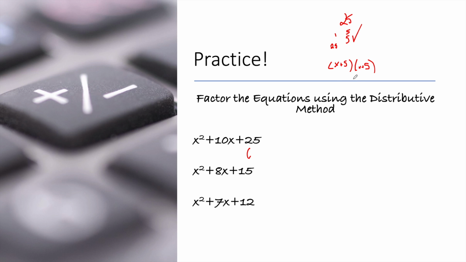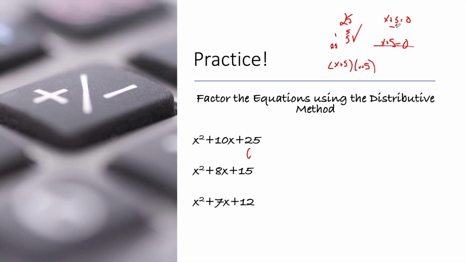Lastly, we set each one of these pairs equal to 0. x plus 5 equal to 0, and x plus 5 again equal to 0. And now we solve for x. Because these are the same equation, we know we're going to get the same answer twice, so I'm only going to do it once.